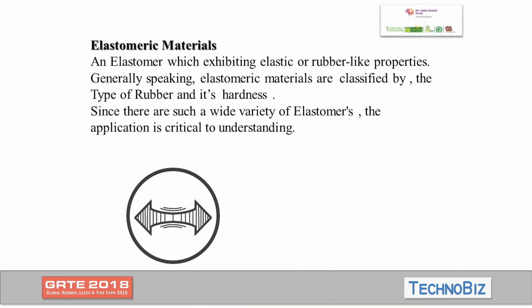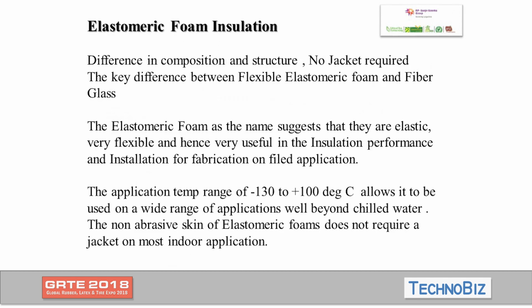As we all know, elastomers are nothing but rubbers. They have good elasticity as compared to plastics. The difference of insulation by using foams or elastomers is they do not need any jacketing outside, like the older days when glass wool used to be used for insulation, and it had to be cladded with aluminum sheets to protect from the injuries or the irritation of glass wool.